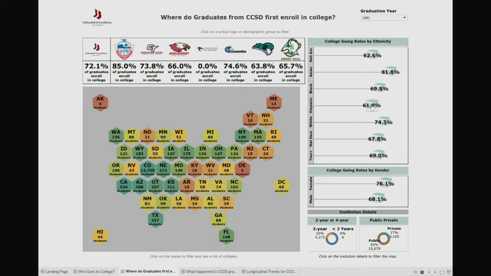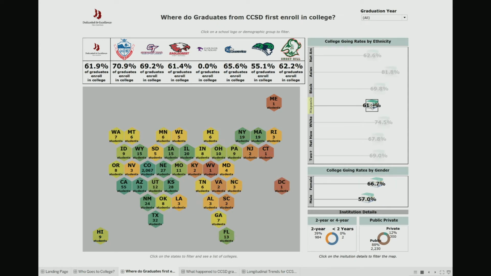61.9% of our Hispanic students ever attend college. If I click on this, which is an action filter, you can see it changed both my institution details down at the bottom and my hex map. And really, what blew me away as I was building this was the college going rate for Hispanic males, which is 57%. And you can see that the map changed quite a bit.